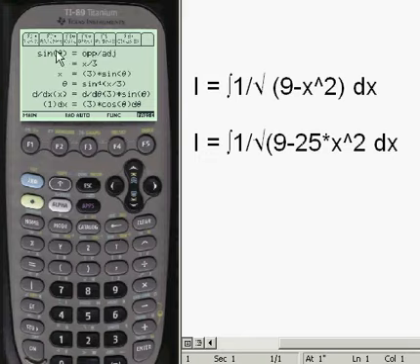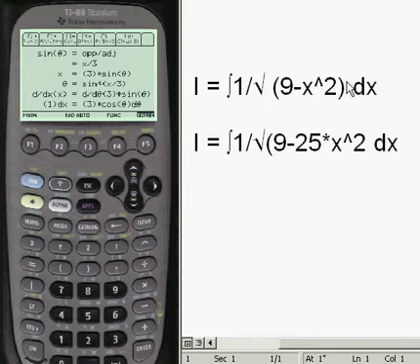And so sine of theta is opposite over adjacent equals x over 3. X equals, with algebra, 3 times sine of theta. And then theta is equal to the arc sine of x over 3. And we differentiate both sides of this right here to get dx. And dx is equal to 3 times cosine of theta d theta.